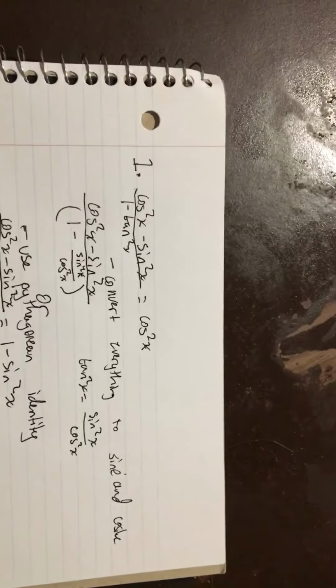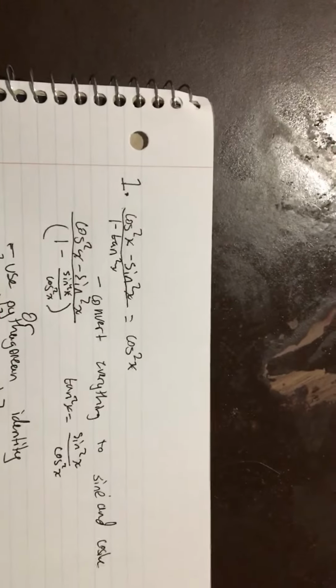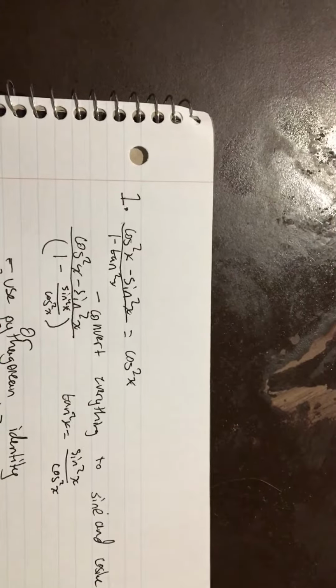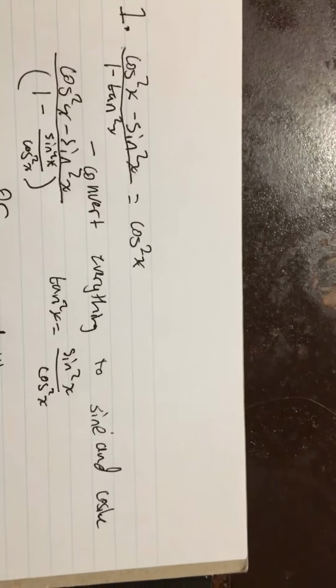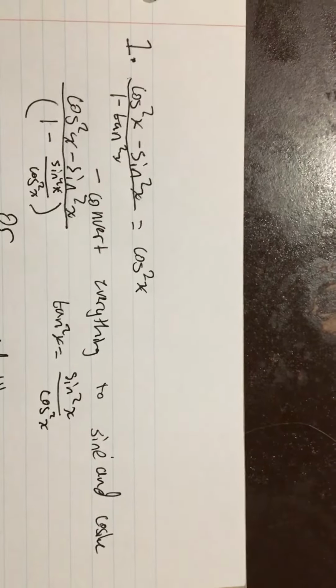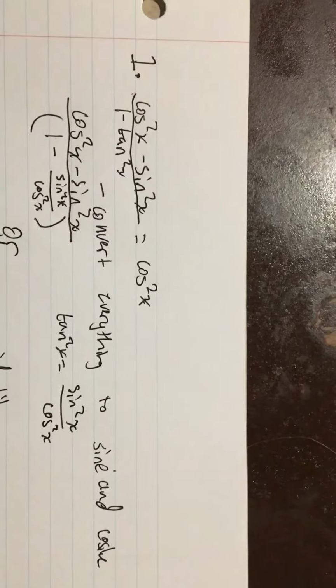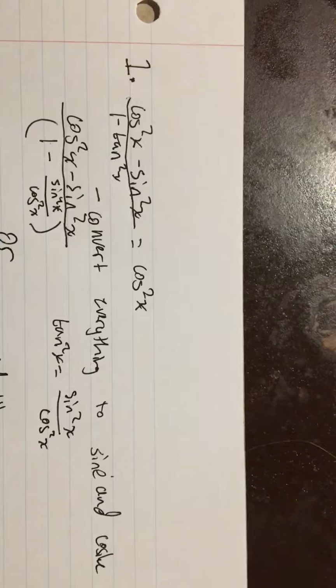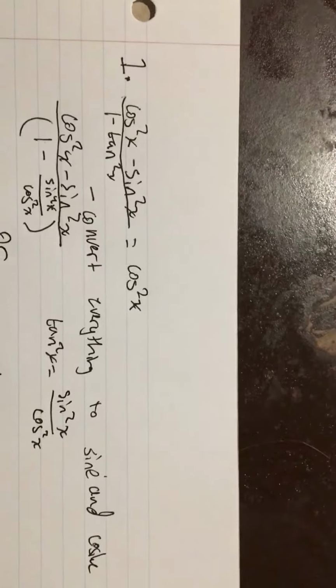For the first problem, we have cosine squared x minus sine squared x over 1 minus tangent squared x equals cosine squared x. And one of the first steps you could do is convert everything to sine and cosine. So then instead of having 1 minus tangent squared x on the bottom, you would have 1 minus sine squared x over cosine squared x, because tangent squared x equals sine squared x over cosine squared x.